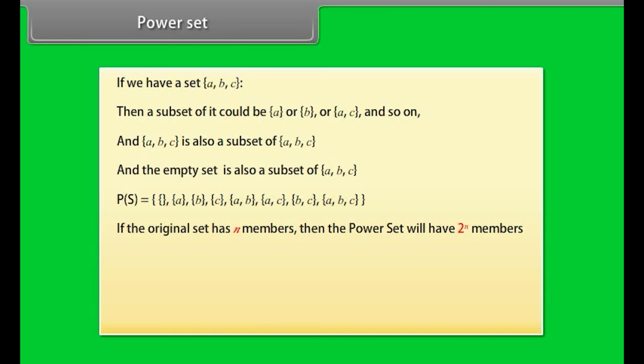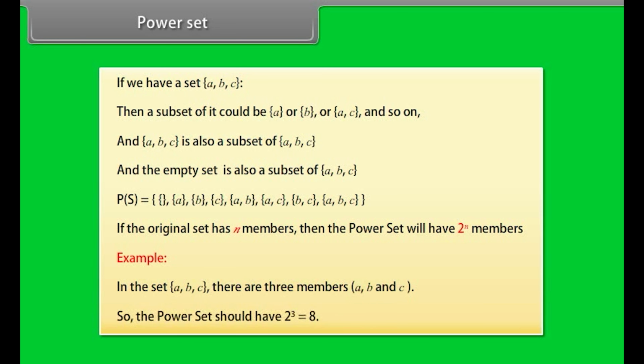If the original set has n members, then the power set will have 2 raised to power n members. Example, in the set {A, B, C}, there are 3 members A, B, and C. So, the power set should have 2 raised to power 3 is equal to 8, which it does.